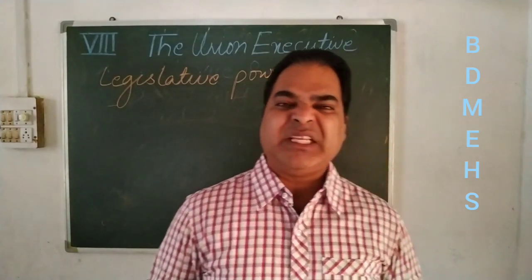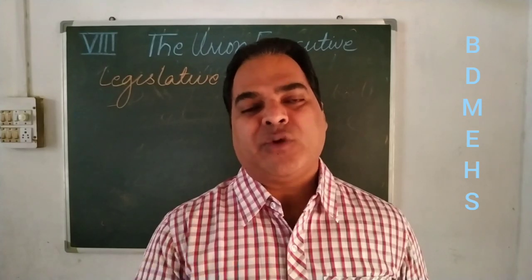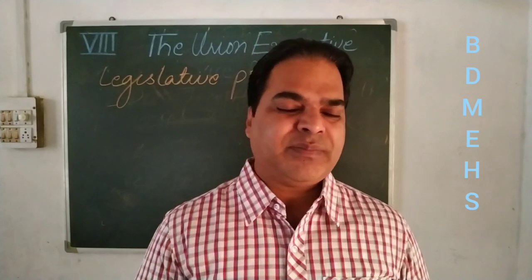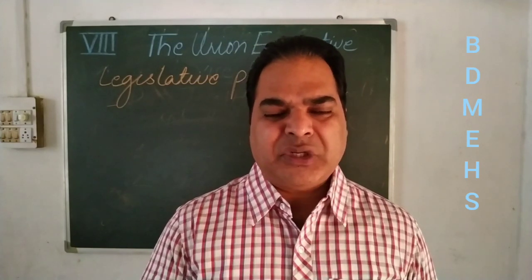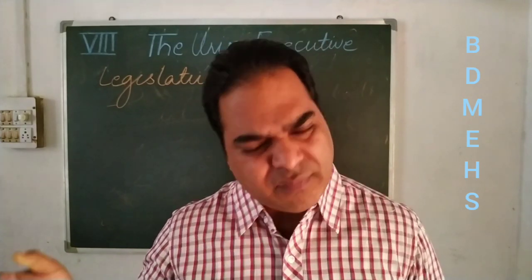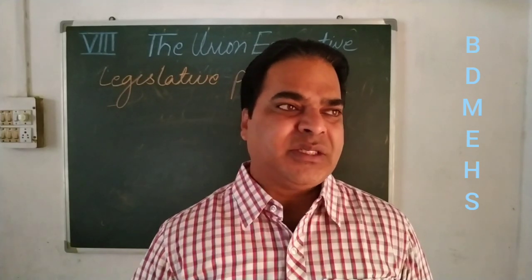The next one is the discretionary power. What is the meaning of discretionary power? The power of his own. Why am I telling you all this? Because the rest of all the powers are used by the president on the advice of the Prime Minister and the Council of Ministers.